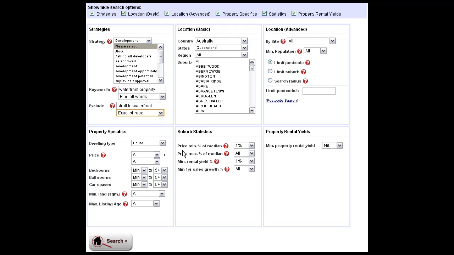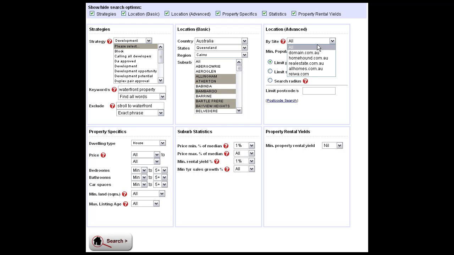If we move to the right now, we've got the standard ability to search by region, by state, by suburb, or look at multiple suburbs simultaneously just by holding down the control key and highlighting those. Advanced searches by location allow us to narrow the results down to the listing site that they appear upon. Of course, Investor Search downloads the listings of all of the major websites across Australia each week, but you can filter out the results to just one particular listing site if you so wish.